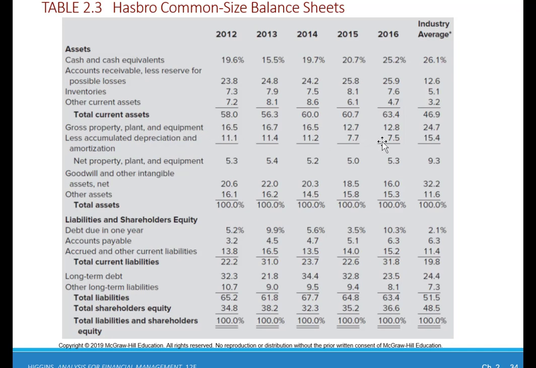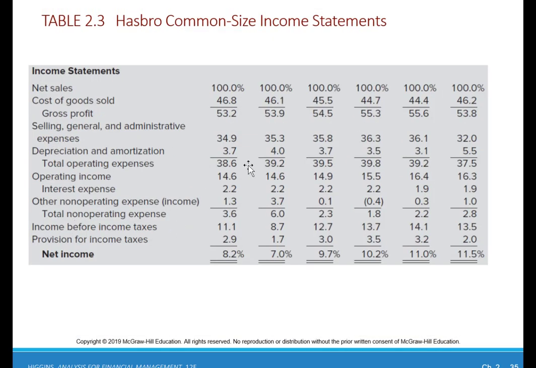What about plant and equipment? Plant and equipment, if you look at net, is only 5% of the company. So relatively speaking, compared to the industry, they have a much lower amount of plant and equipment. We can also do the same thing with the income statement.